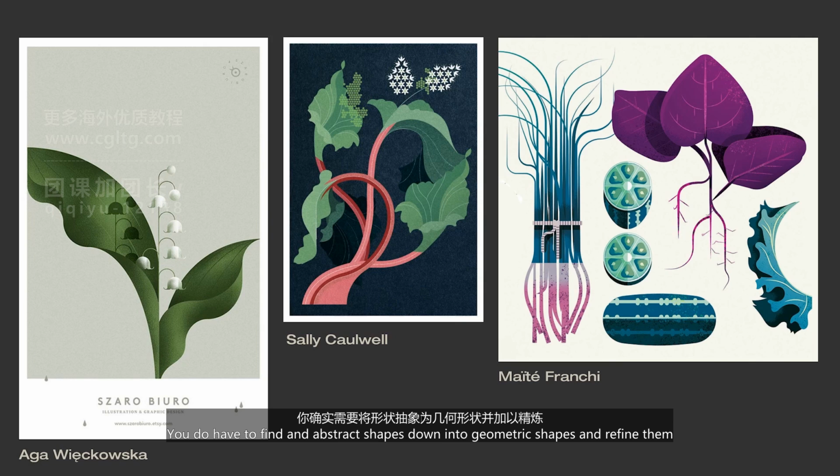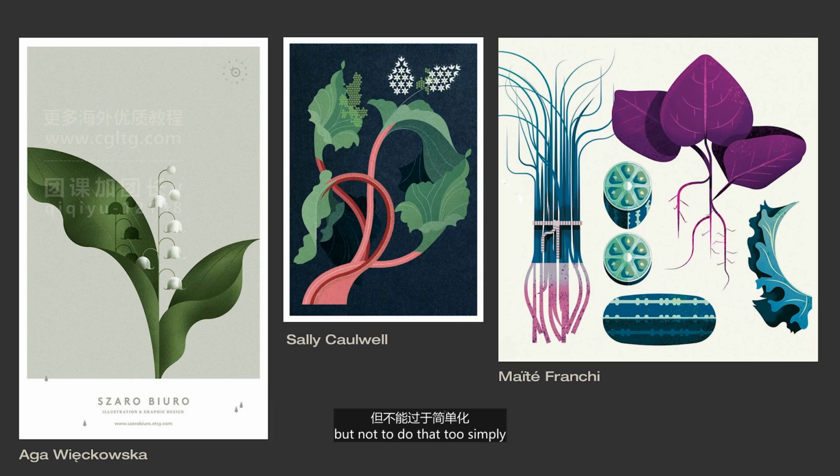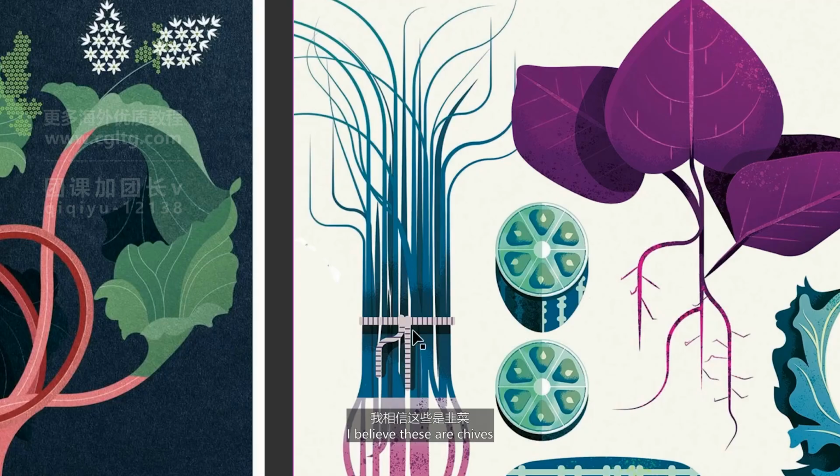Now, this isn't easy at all to create things like this. You do have to find and abstract shapes down into geometric shapes and refine them, but not to do that too simply, and finding ways to create those natural forms and building them out of geometric shapes. But I love that you can see constraints in these examples. I believe these are chives. Let's just say there are chives in this example.